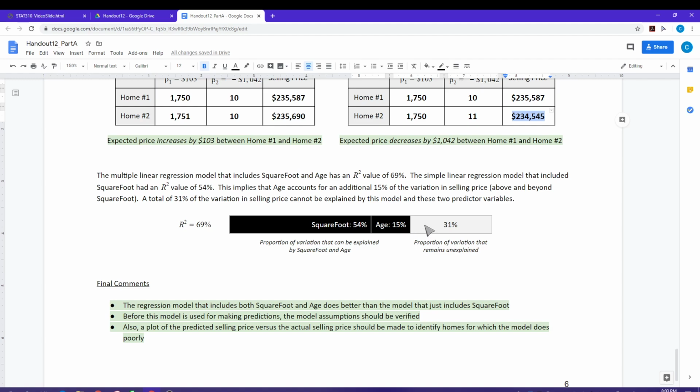Well, that begs the question, I could probably use something like the number of baths or the number of bedrooms, etc., to continue to reduce this unexplained variation. So the natural extension here is to not just include 2 quantitative predictors, but to include as many as needed.